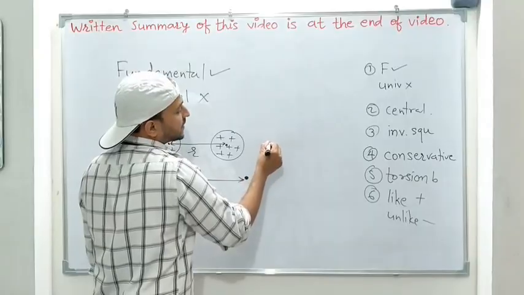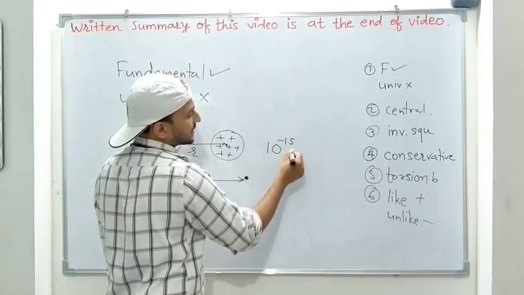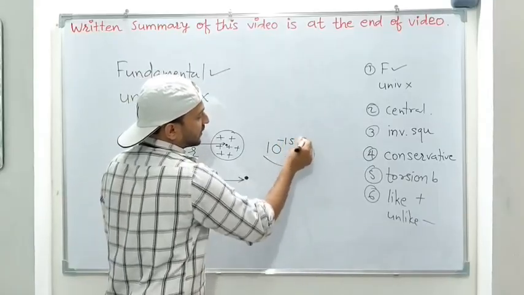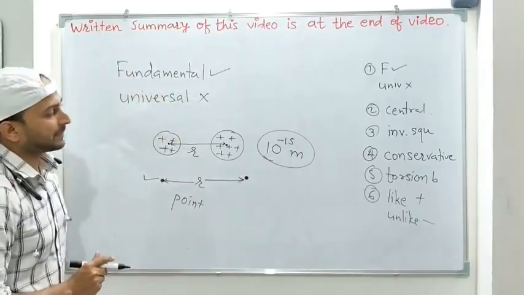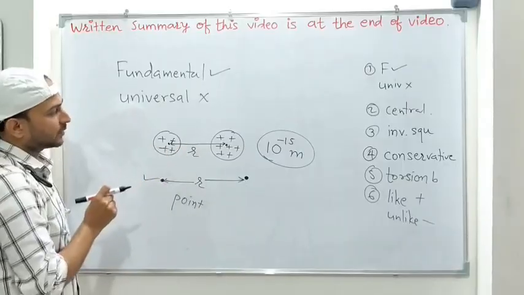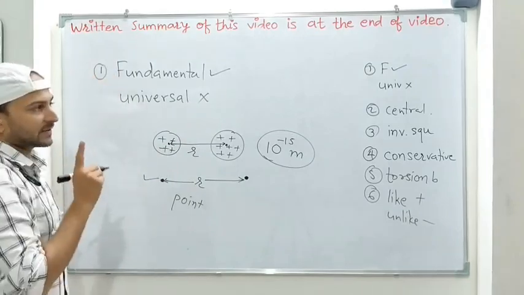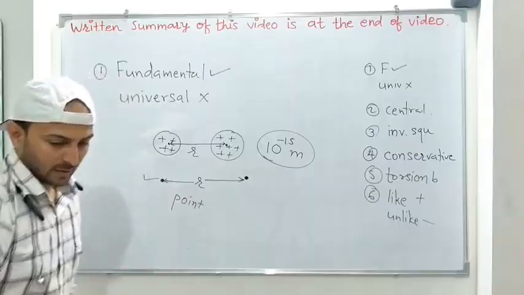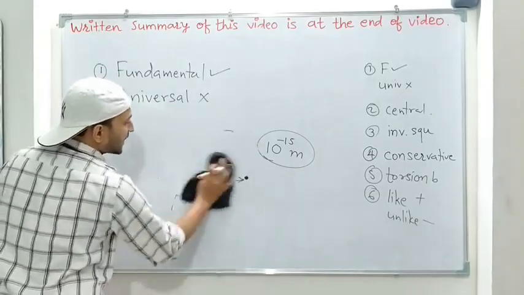Also, this law is valid only when the separation between both the charges is greater than 10 power minus 15 meter, that is 1 Fermi. For a separation less than this value, this law is not valid. So this is property number 1. It is fundamental but not universal. Next property, that Coulomb's law is a central force.